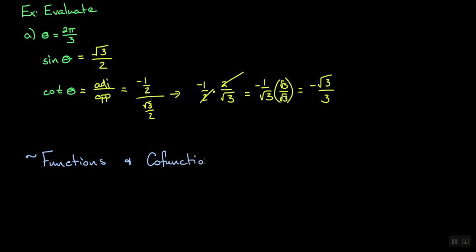Now, when I first write this, it seems like really complex language. Sine is a function. I'm just going to tell you that. It's a function that you plug in an angle and it spits out a ratio. Fine and dandy. That's just a definition. Any guess on what the cofunction for sine is?